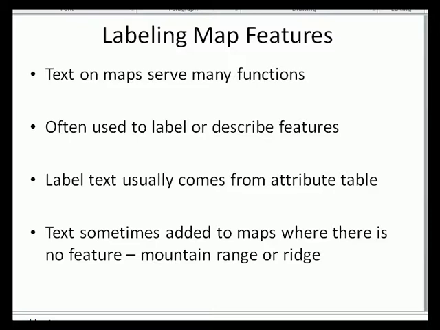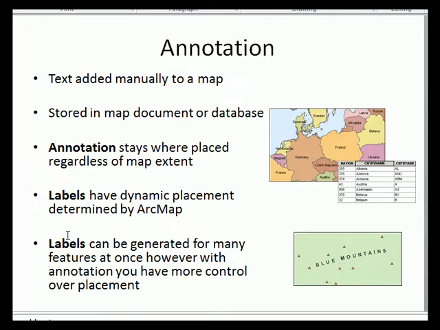It will automatically label features based on information in the attribute table. Sometimes you don't have a feature though, and you need to type on a map. An example might be when there's a mountain range or a ridge across a map, or there's not necessarily a feature there. I think we have an example of that here, the Blue Mountains.